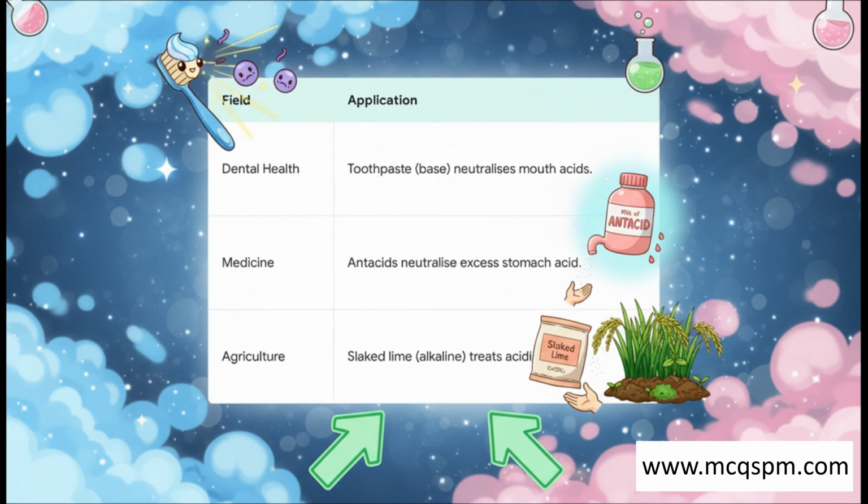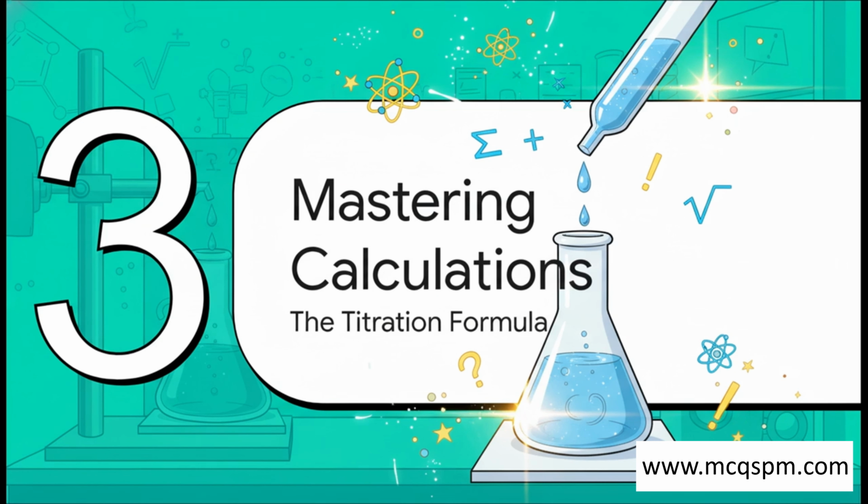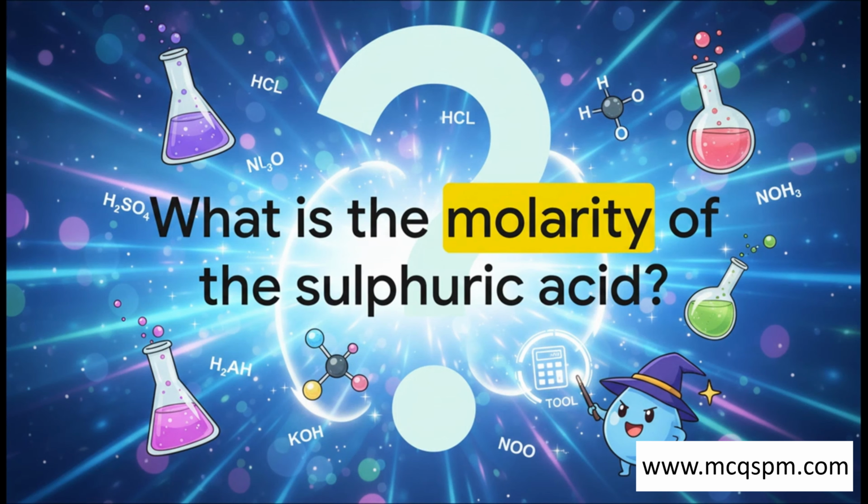Even in farming, they use an alkali called slaked lime to neutralize acidic soil so crops can grow better. See? It's literally everywhere. All right, let's switch gears and get into the section that can really make or break your exam score, the calculations. We're going to focus on one powerful formula that is your key to solving pretty much any titration problem they throw at you.